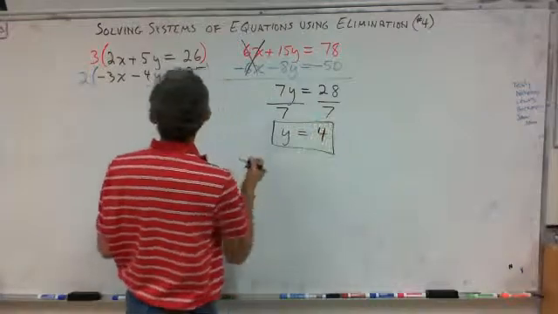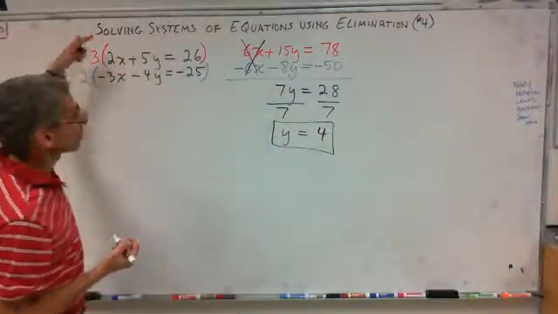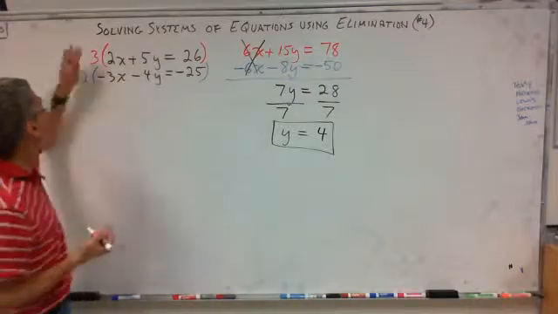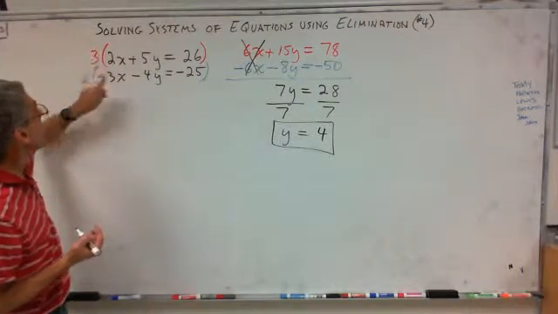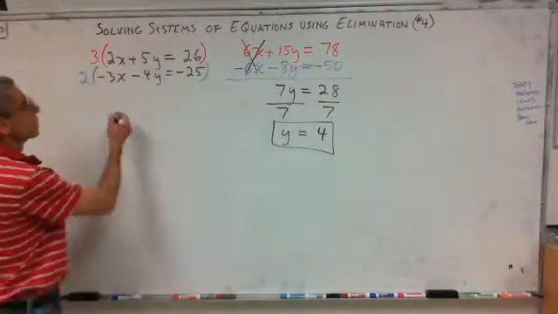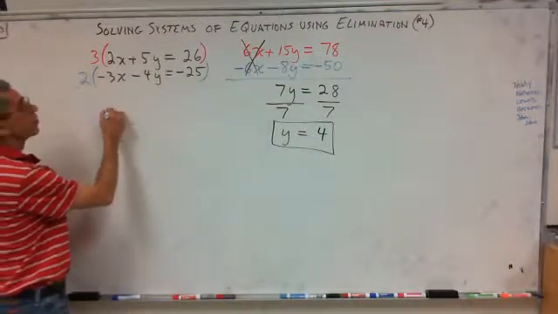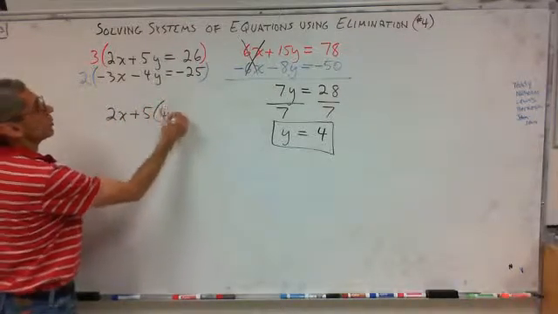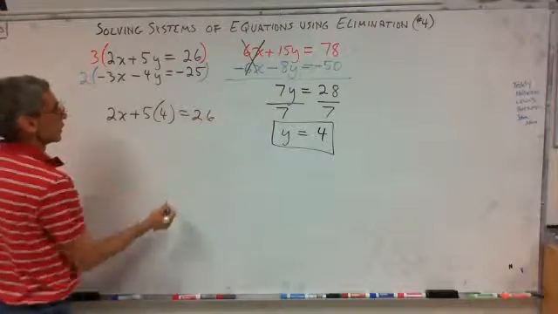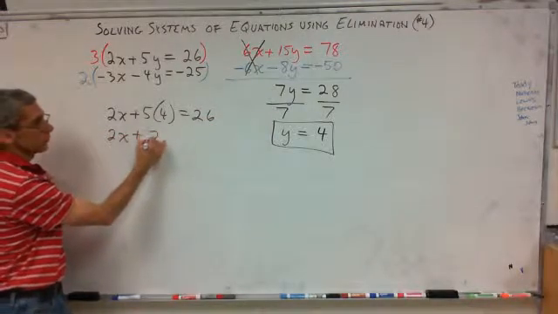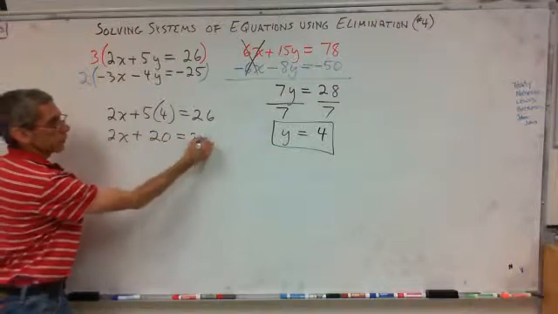So that was easy. Now that was all we had to do that was different. Now we go back to the original problems, without the 2 and the 3 multiplied, and we're going to substitute the 4 into either one of them. Top one? Okay. So 2x plus 5 times 4 equals 26.